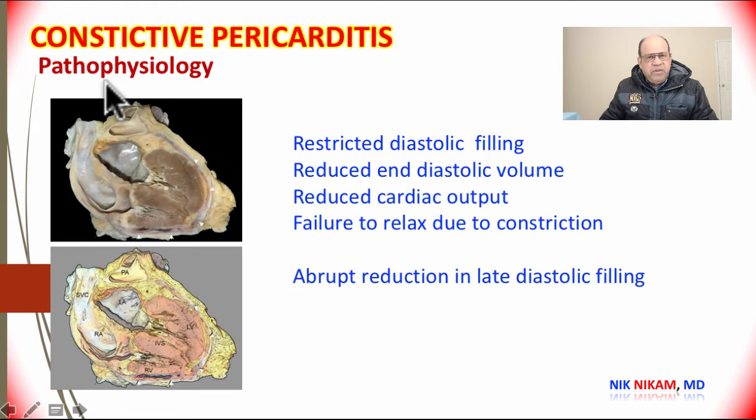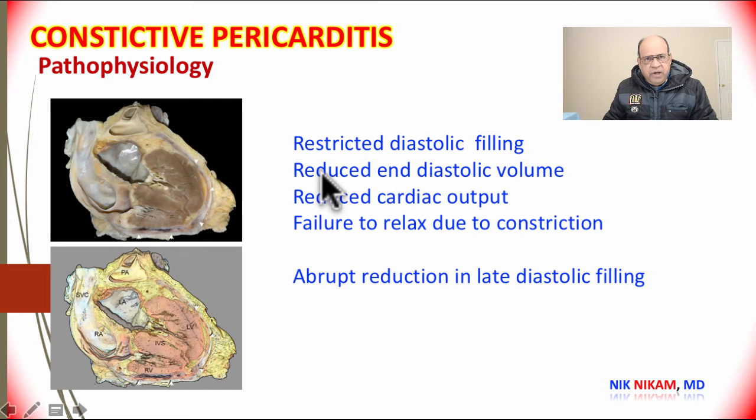Let's talk about the pathophysiology of chronic constrictive pericarditis. There is increased thickness of the pericardium surrounding the heart, which is fibrotic and calcified, and acts like an iron jacket around the heart chambers, thus restricting the diastolic filling of the left and the right ventricles.